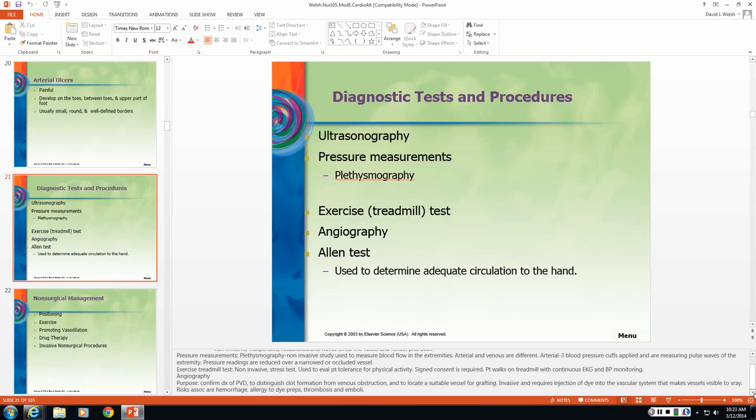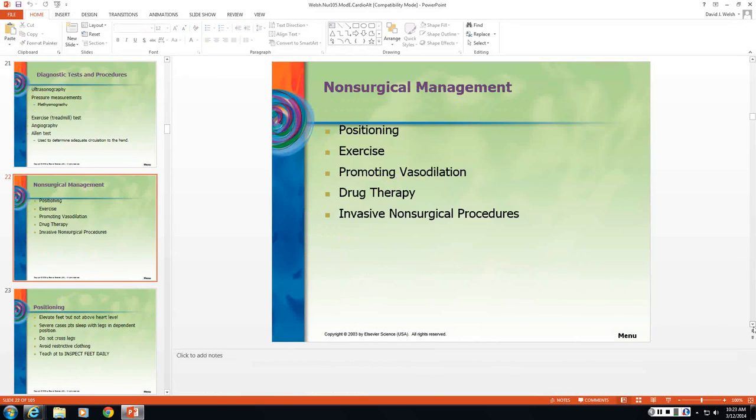And then also the Allen test, and that's used also to determine adequate circulation to the hand. Now, non-surgical management of this, you're going to use positioning. So you're going to try to position, like we said, elevate the feet. But you don't want to do that above the heart level. Exercise, you want to teach these people not to lay around, but to exercise. You want to promote any kind of vasodilation you can. Usually these people are going to be on drug therapy, on vasodilators.